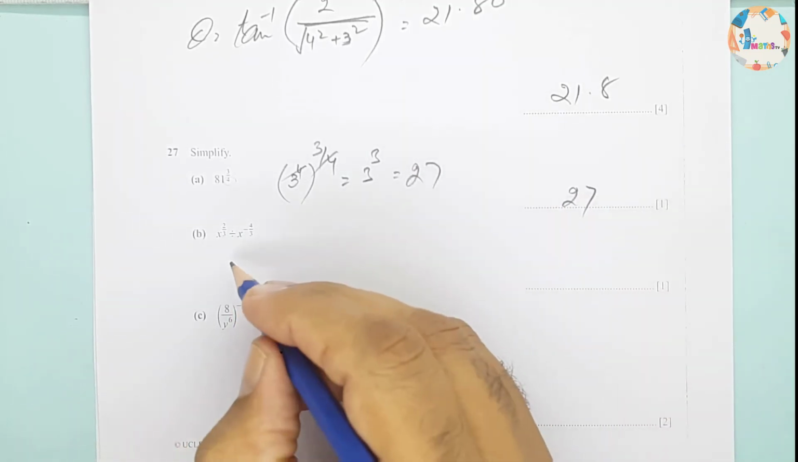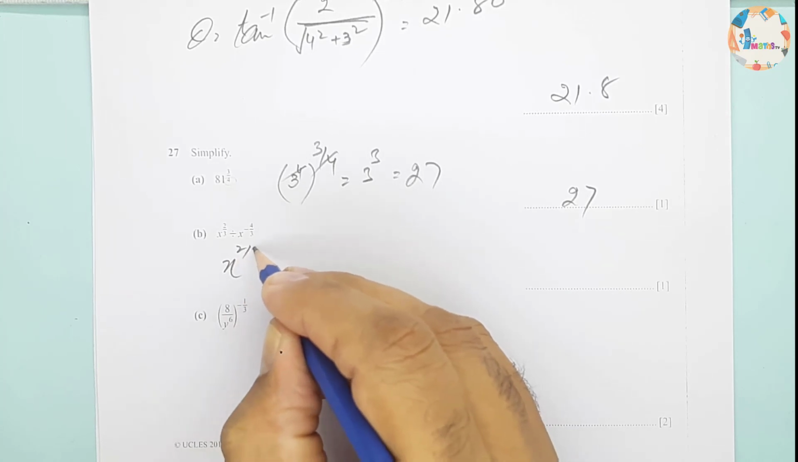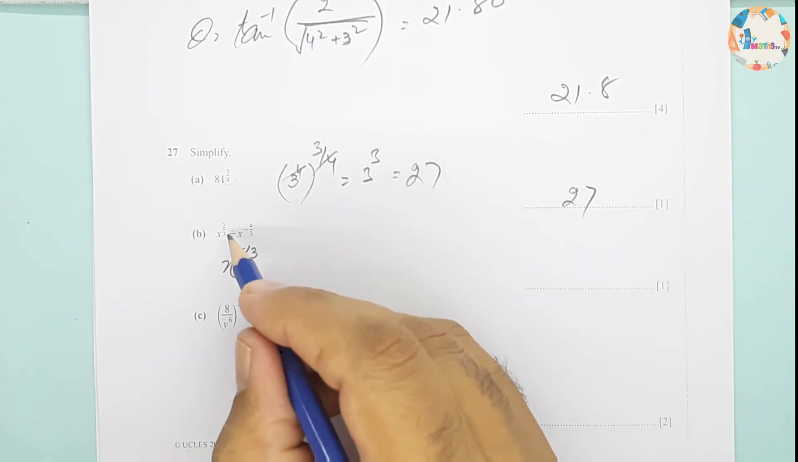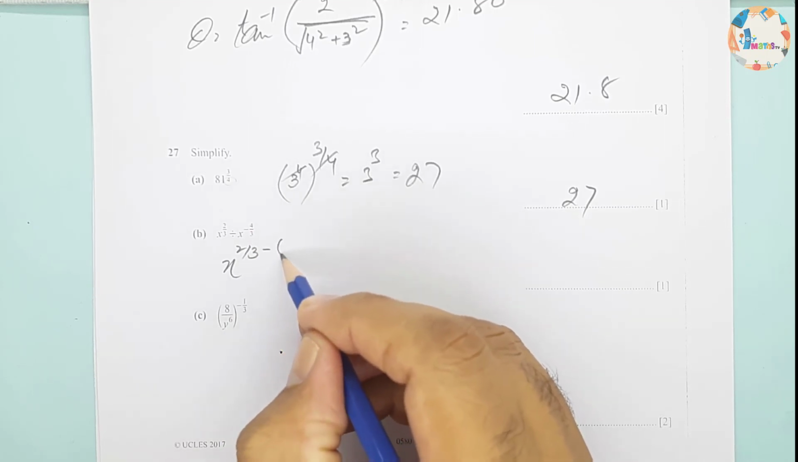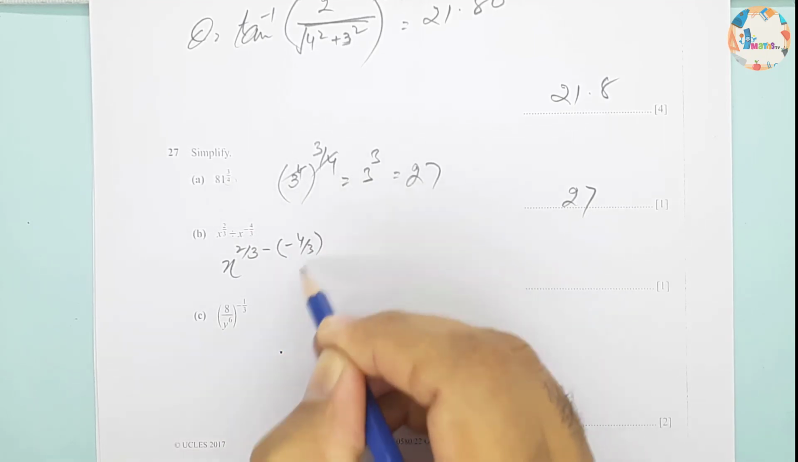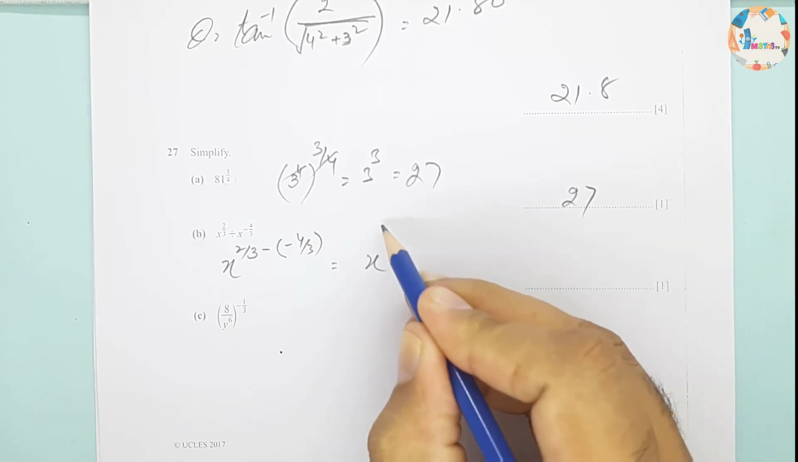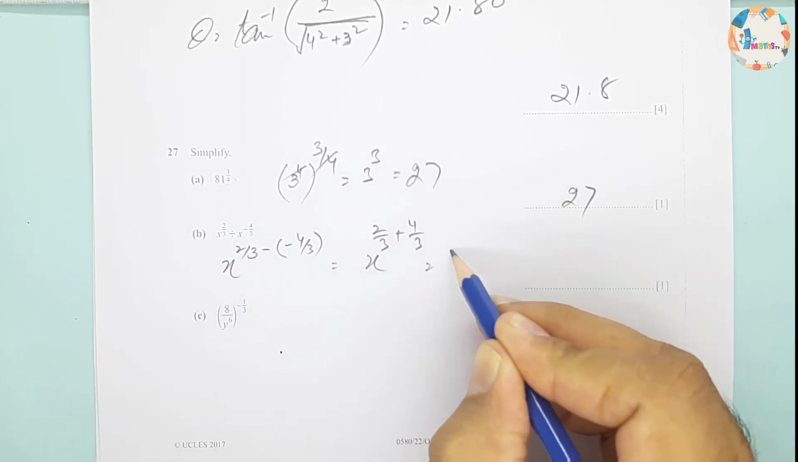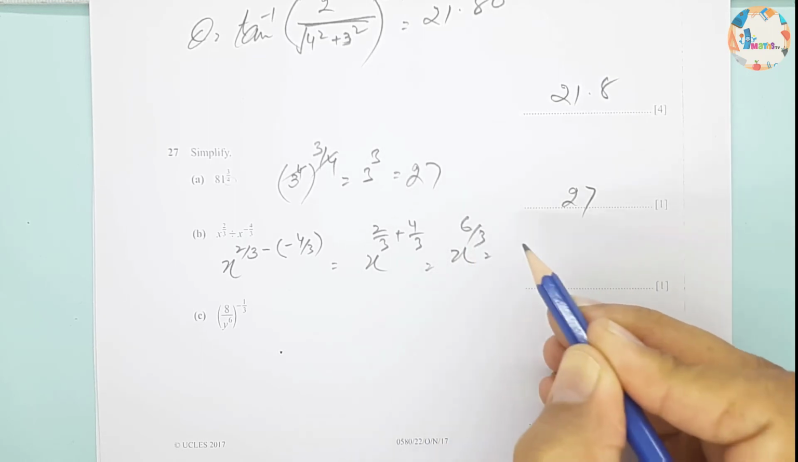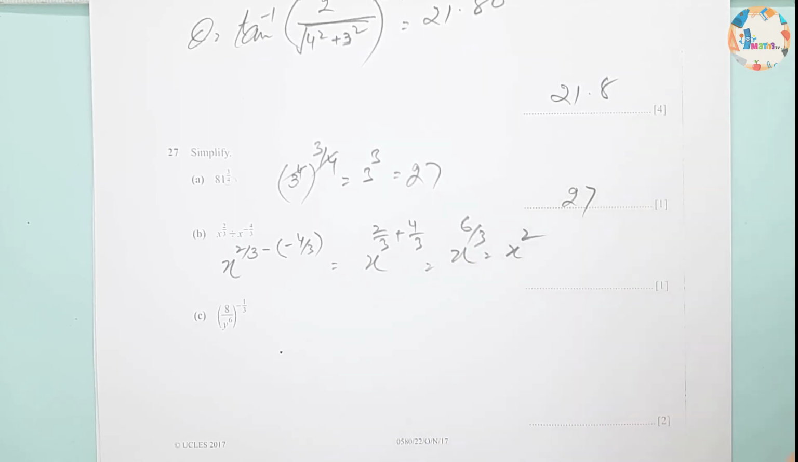Then this one, x raised to the power 2 by 3, and division this one, x raised to the power minus 4 by 3. Now we can write x raised to the power 2 by 3 plus 4 by 3, which is equal to x raised to the power 6 by 3, which is equal to x raised to the power 2. So answer will be x squared.